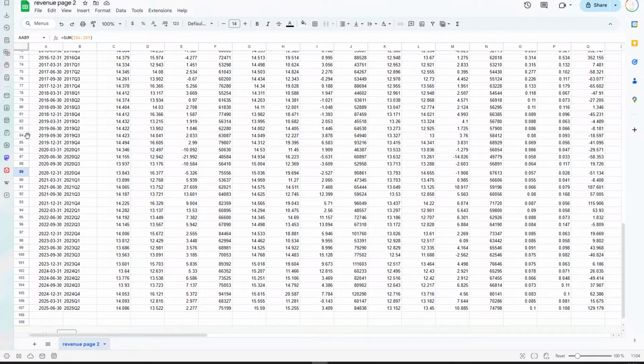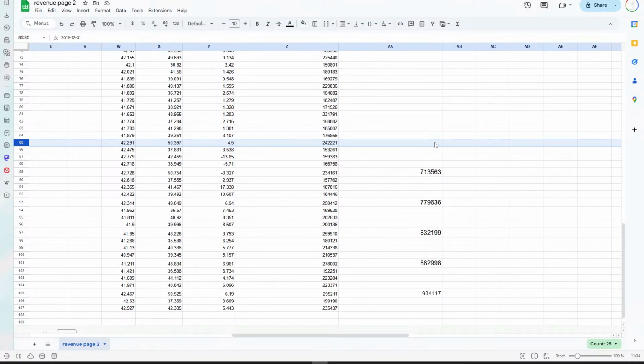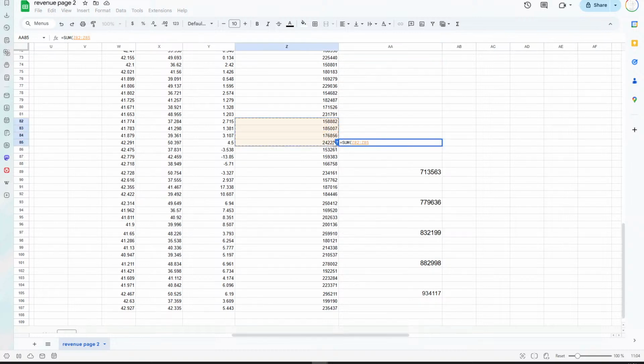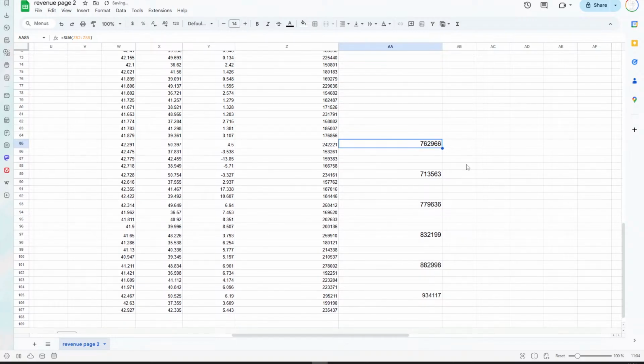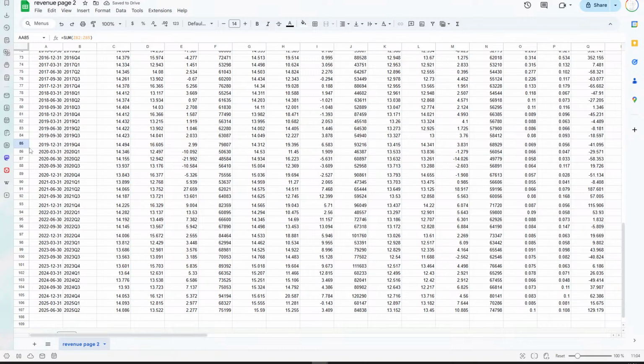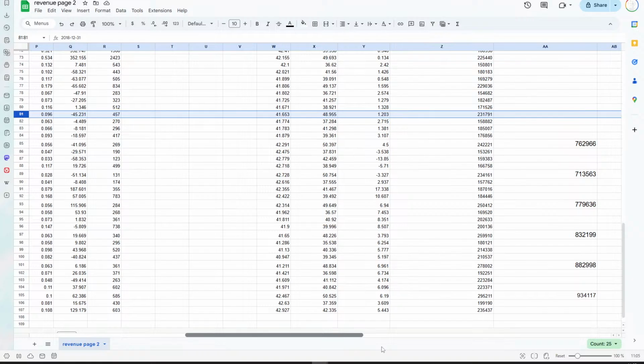Anyway, 2019. Okay, yes, that's natural because in 2019, 2020 there are less revenues. I learned that as well.